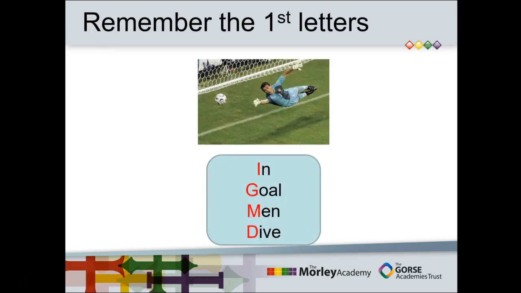In goal, men dive is a good way to try and remember. One typical way that they could examine this is to show you the graph and then ask you to fill out phase 4, which would in this case be D for in goal, men dive, which would actually be decline.